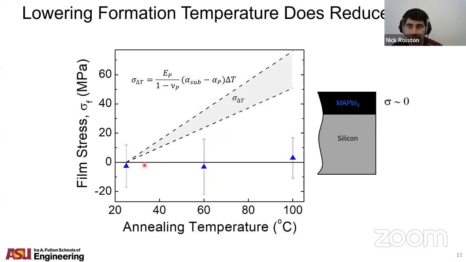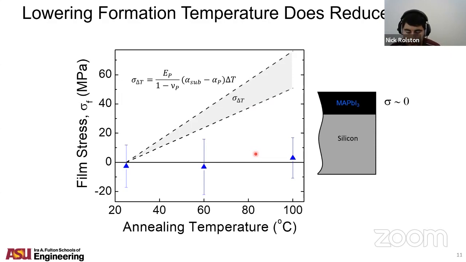In this case, we were looking at different annealing temperatures, and in all cases, the stresses were almost identically zero, where, based on previous annealing temperatures, if the formation occurred at higher temperatures, we would have expected a tensile stress. So this was a promising approach.